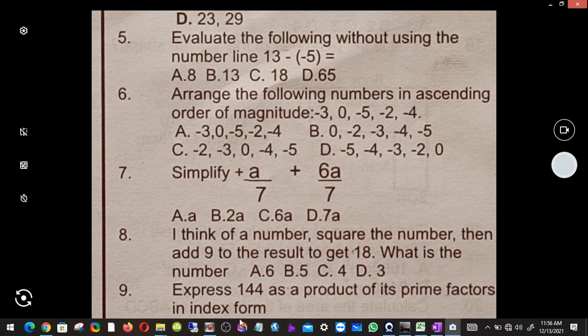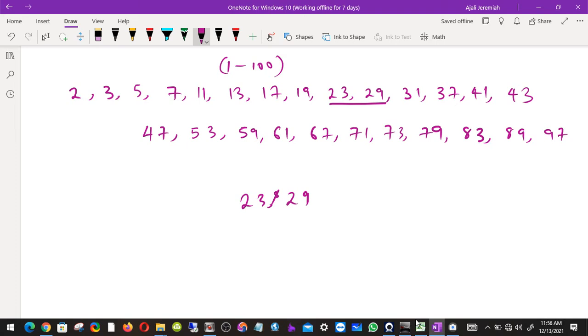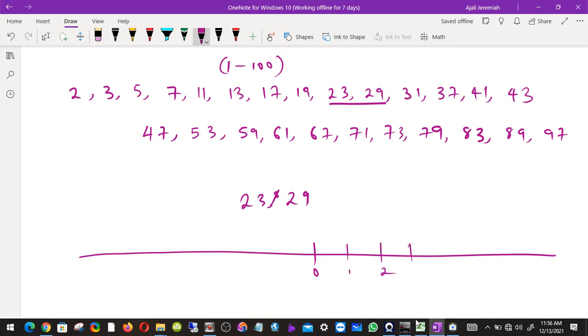Let's not forget that one of the easiest ways to remember this is to use our number line. Do you remember your number line? Okay. If this is 0, this is what? 1, 2, 3, 4, 5. And it continues, right? Yes. Then this is what? -1, -2, -3, -4, -5. And it continues, right? Yes, sir.